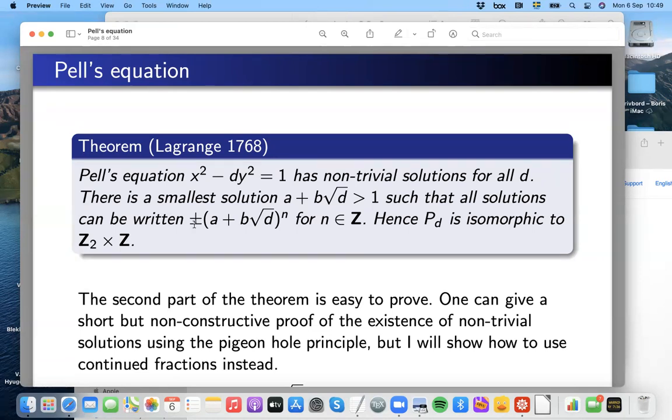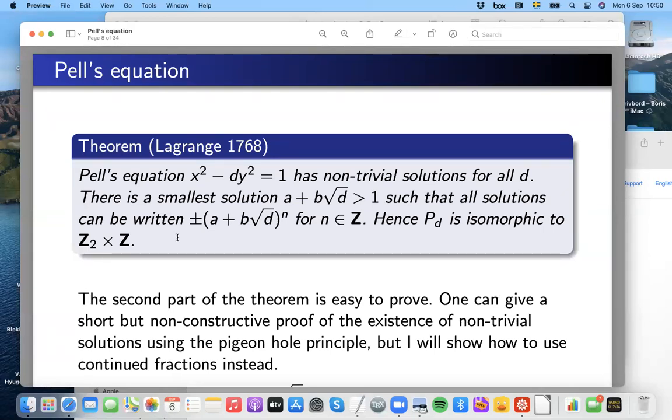And the claim is that this would be the set of all solutions, if n runs over all integers. And it is in this way we see that the set of all solutions to Pell's equation PD corresponding to a number d is a group, a multiplicative group, which is numbered by a sign and an integer. So it would be isomorphic to the direct product of the group Z2 and the group Z.